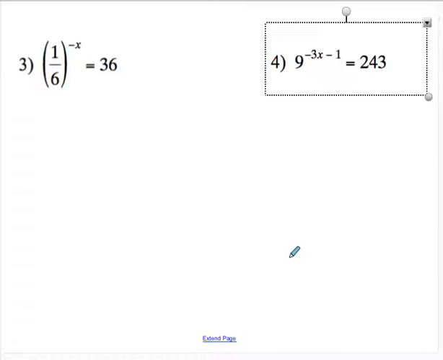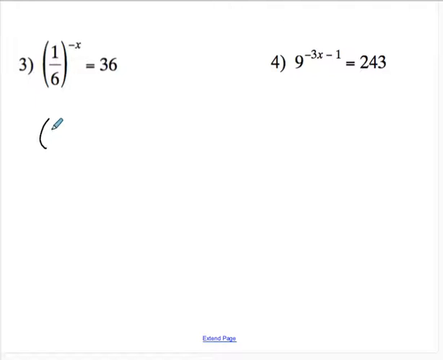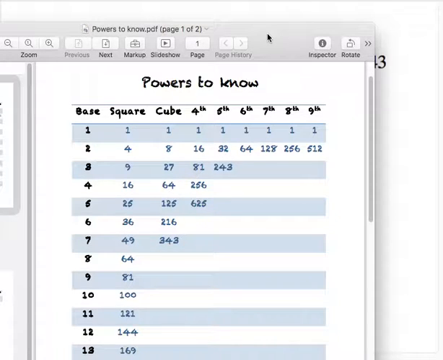Let's make life a little more complicated for ourselves. Okay. Here, I've got a base that sort of was 6, but I've inverted it. So I can think of this as 6 to the negative first power, and then 6 to the negative first power is also being raised to the negative x power. Right? Here I have 36, which I know, of course, from my powers-to-know sheet, is 6 squared.